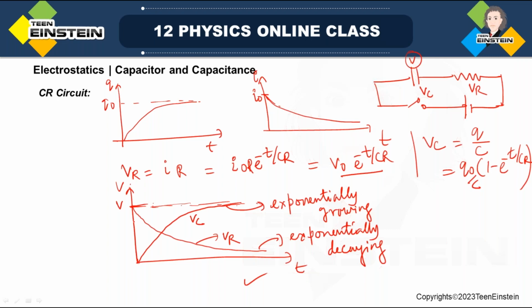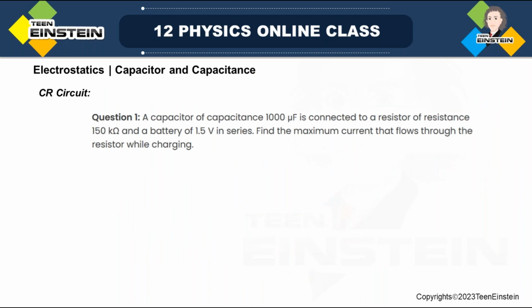All right. I have got two examples. So far we have discussed the charging part; we have the discharging part also, which we'll discuss similarly. So look here: a capacitor of capacitance 1000 microfarad, that means 10 to the power 3 microfarad. If we require, we will convert it to farad also. It is connected to a resistor of resistance 150 kilo ohm.